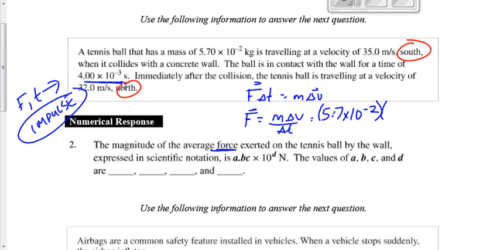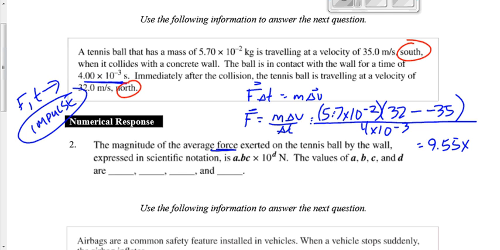The final velocity is 32 meters per second, so it's going to be VF minus VI, 32 minus negative 35. Another common mistake: first of all, forgetting to put the 35 in there to begin with. Second of all, forgetting to put the negative 35, making it 32 minus negative 35. Divide that by 4 times 10 to the minus 3. And when I do that math, I end up getting 9.55 times 10 to the 2. Anybody else get that?